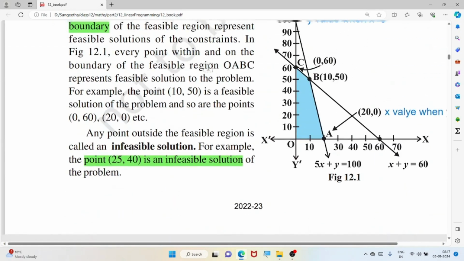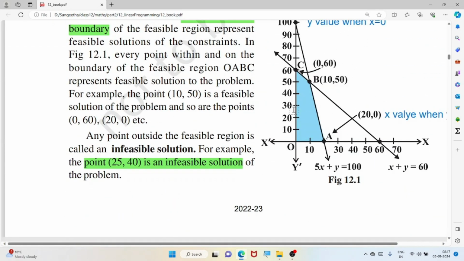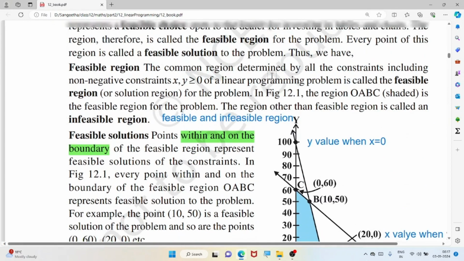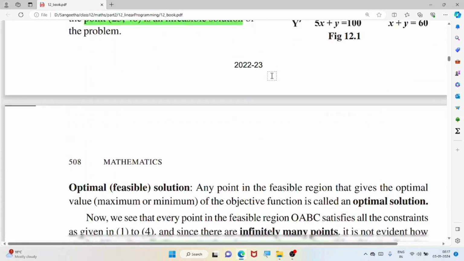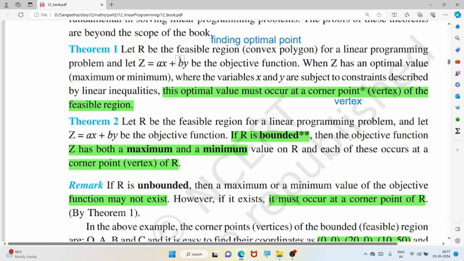Okay, now in this feasible region, how do you find the optimal point? Because there are 4 points, 1, 2, 3 points are there here. So you have to choose one as the optimum solution. So how do you choose the optimal point? These are the theorems.